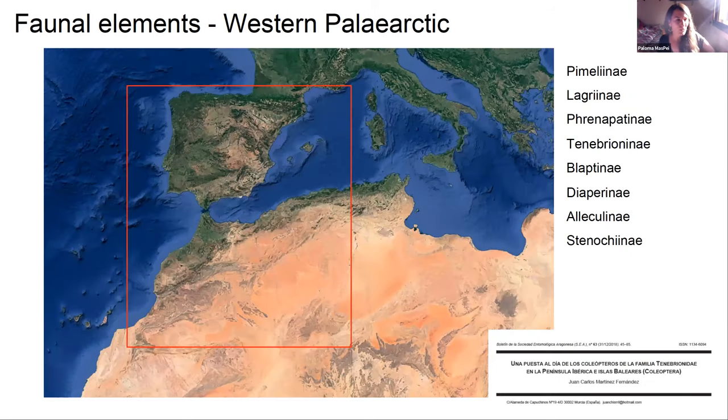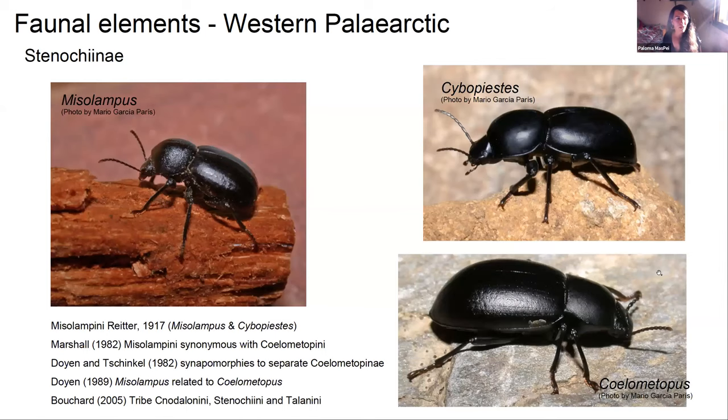And this area, the Iberian Peninsula, together with Morocco, constitutes a hotspot of biodiversity and the past refuge of different darkling beetles. And there's a lot of endemism. On the Iberian Peninsula, we found these 8 subfamilies. And also we have around 500 species of darkling beetles, and in France, it's 200 species. And it's not all about Pimeliinae. We focus our attention also on Stenochiinae.